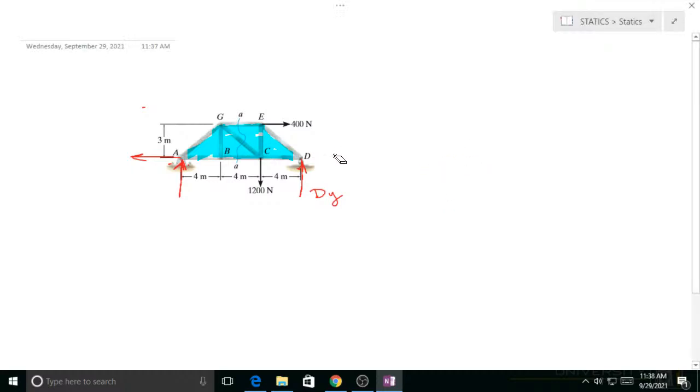So you sit here and look at this thing, and you say, okay, I got an object here. What the heck am I going to do? Well, I can sum the moments about D equals 0. Make myself a positive. This will be AY, this will be AX. AX will pass right through that.